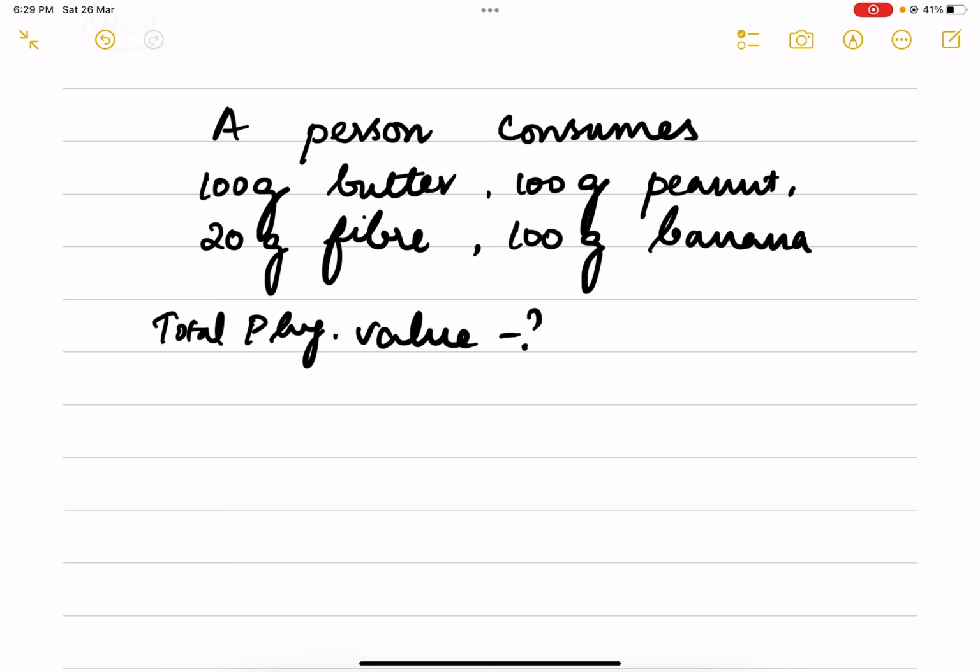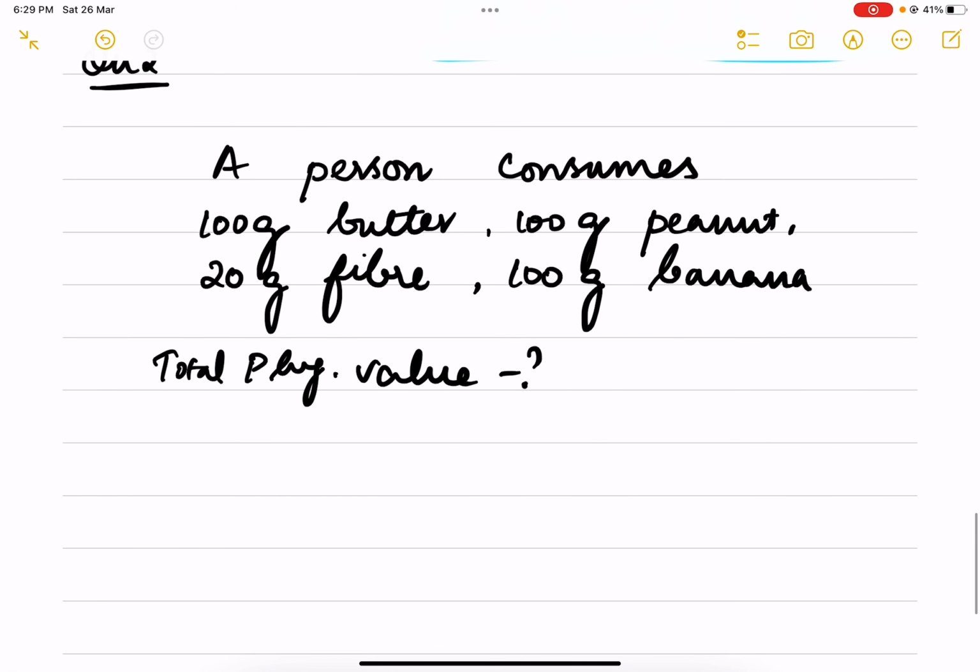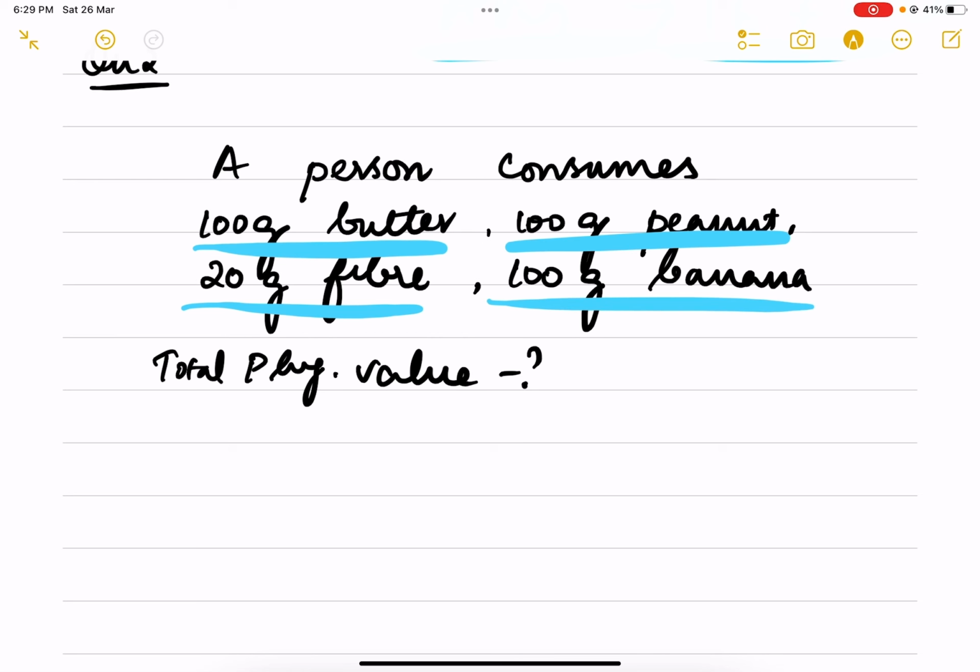Let us move on to the next question, which is a person consumes 100 gram butter, 100 gram peanut, 20 gram fiber and 100 grams of banana. So what is the total physiological value? It's just like the previous question, except that fiber has got no physiological value. So you can completely ignore this information.